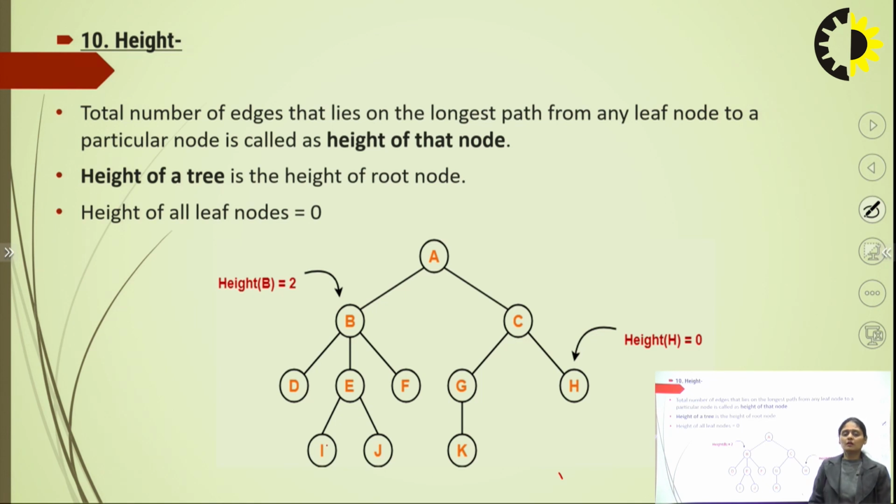Now, another term is the height of the tree. The height of the tree is the height of the root. So as we know that the root is always at the maximum level if we see from the leaf node. So the height of the root node is considered as the height of the tree. So over here, starting from J, J to E, E to B, B to A, the height of the root is 3 over here. So the height of the tree is 3.